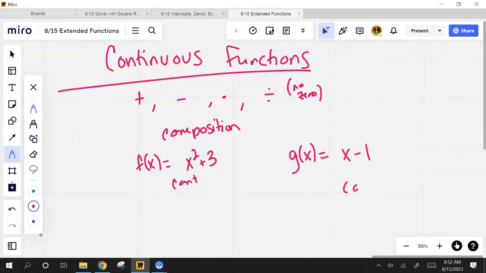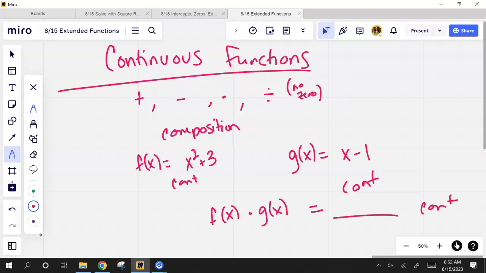Continuous, continuous. I can add, I can subtract, I can multiply, I can do f of x times g of x. And whatever result I get is a continuous function. As long as they're both defined to be continuous to start with, then I can assume the continuity after.